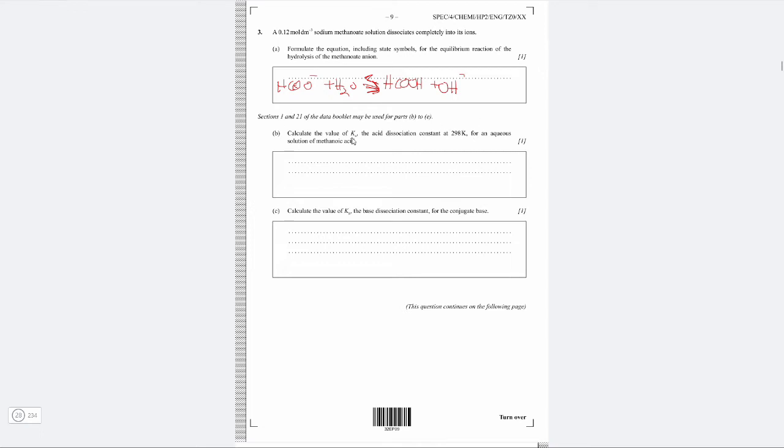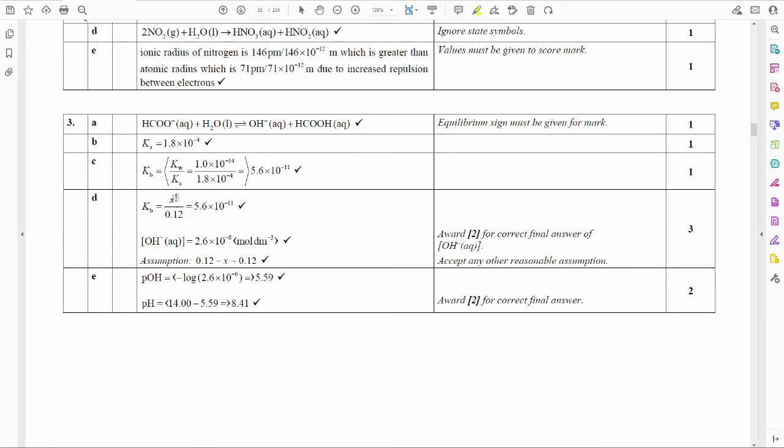Okay, calculate the Ka, the dissociation constant, for an aqueous solution. Okay, it says you need section 21, and section 21 gives the pK. Let's see what the pK is here. I guess it probably gives you the pK because it says that you're supposed to find Ka. And the way you find K from pK is you take 10 to the power of minus pK. That is how you find the K.